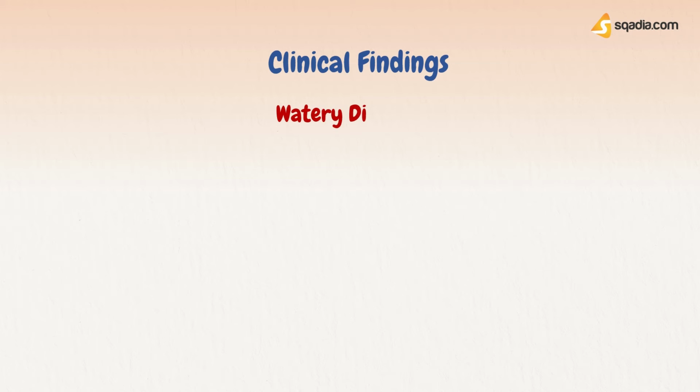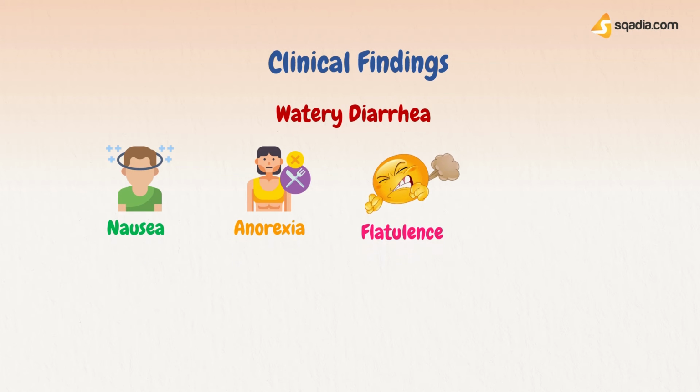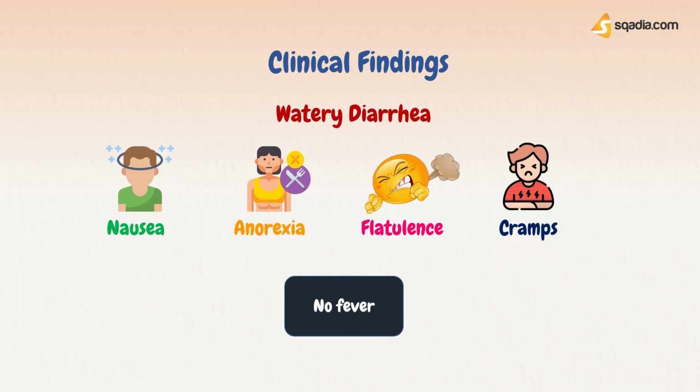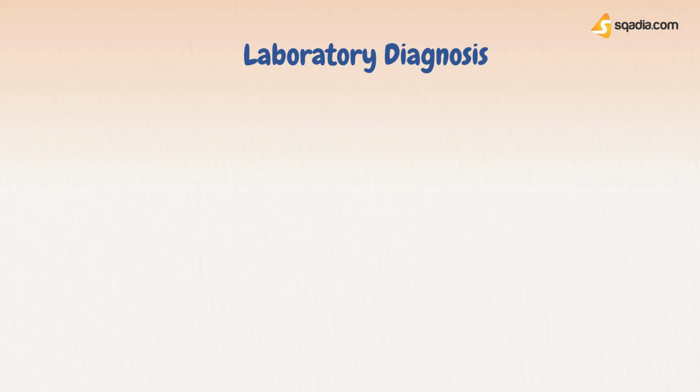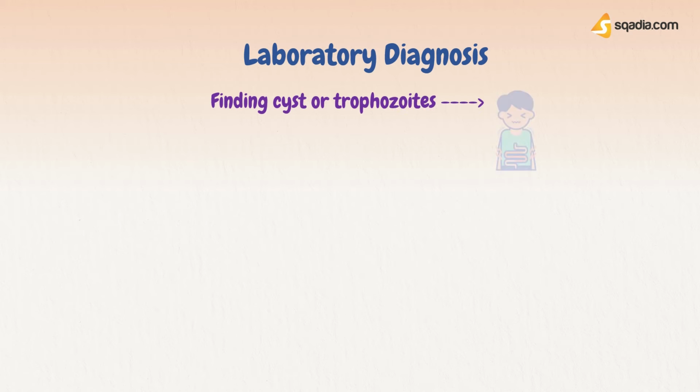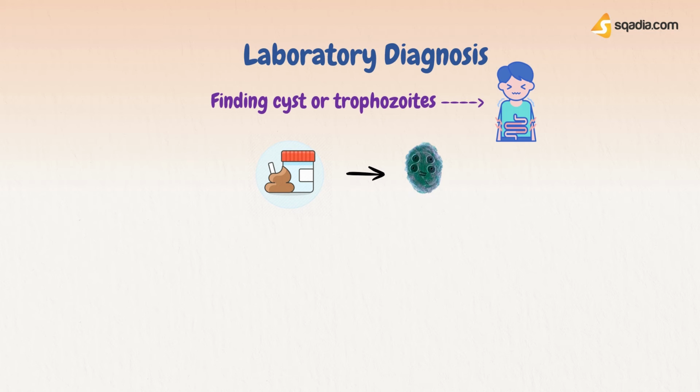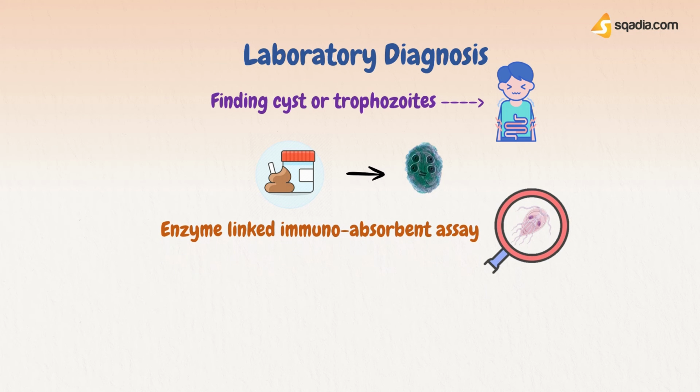Watery foul-smelling diarrhea is accompanied by nausea, anorexia, flatulence, and abdominal cramps persisting for weeks or months. There is no fever. So, what will be the diagnostic criteria for diseases caused by Giardia lamblia? Diagnosis is made by finding trophozoites or cysts or both in diarrheal stools. In formed stools, for example, in asymptomatic carriers, only cysts are seen. An enzyme-linked immunosorbent assay test that detects Giardia antigen in the stool is also very useful.